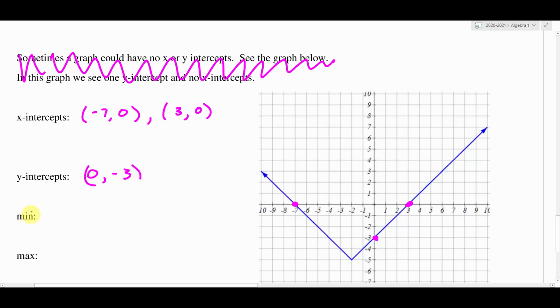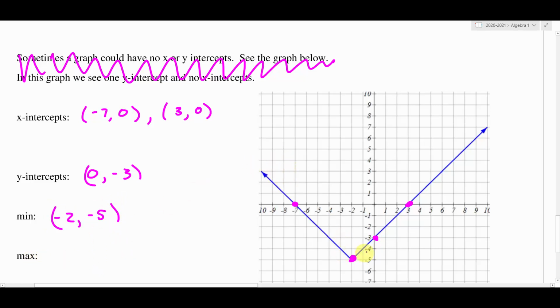Okay. Then we're looking for the minimum, which is the lowest point on the graph. So low would be down here. This is as low as the graph goes. And I would get this point, right? So I'm going to say (-2, -5). So there's my minimum.